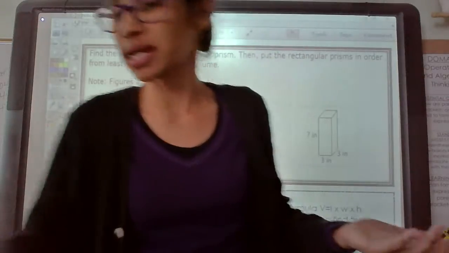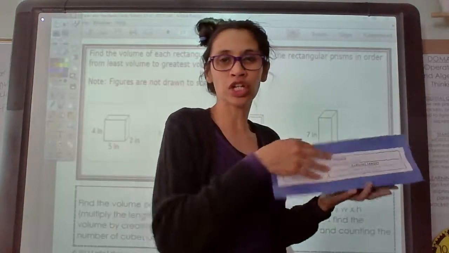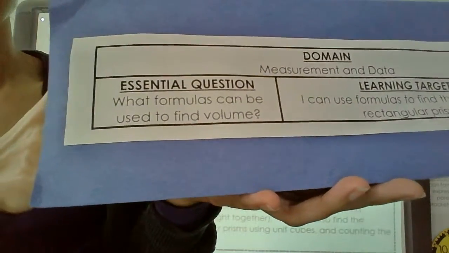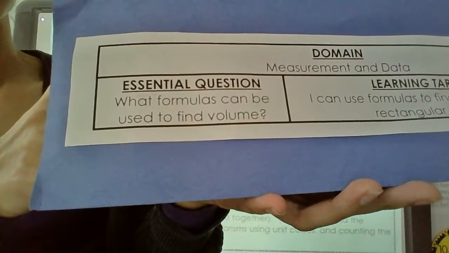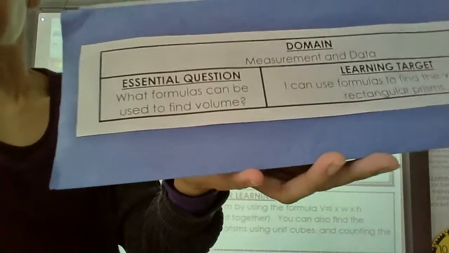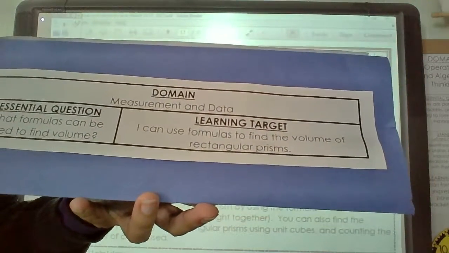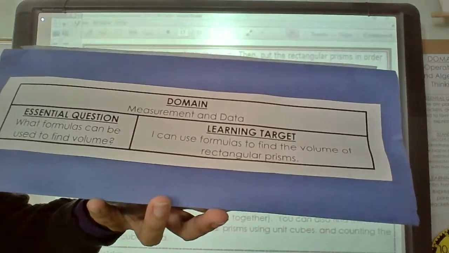Let's begin by reading our standards and learning targets. Go ahead and read that domain with me. It says measurement and data. Our essential question is what formulas can be used to find volume? Our learning target is I can use formulas to find the volume of rectangular prisms.